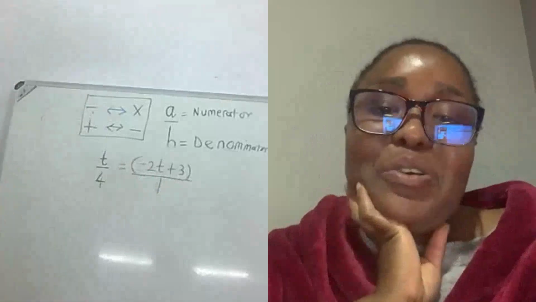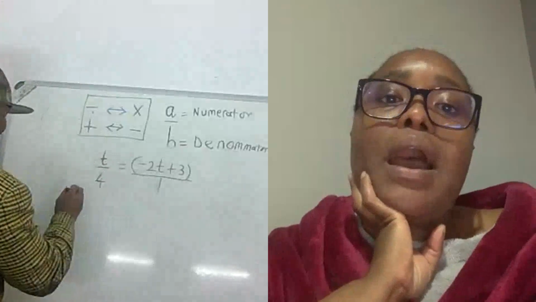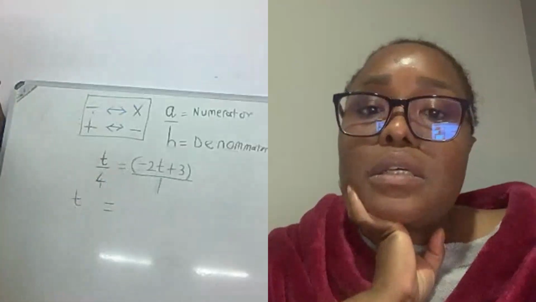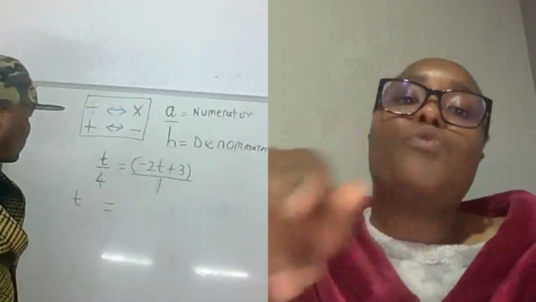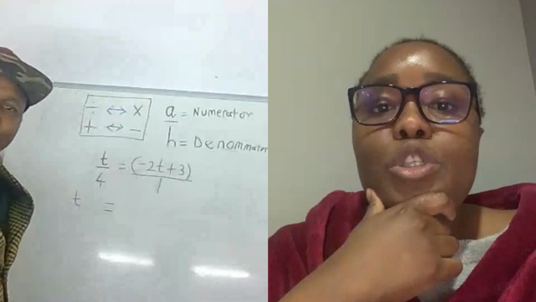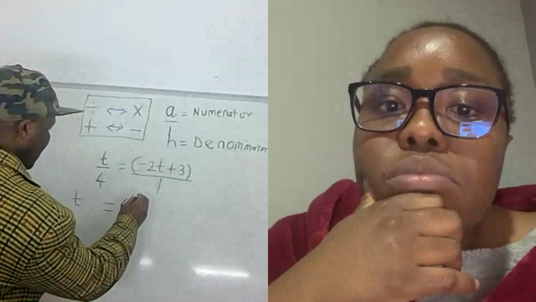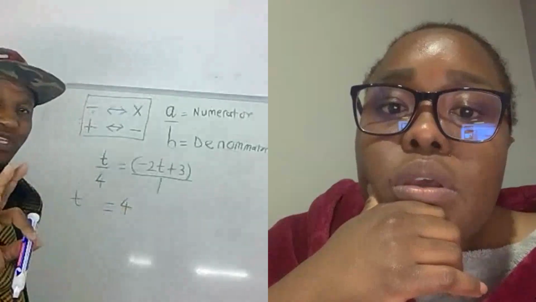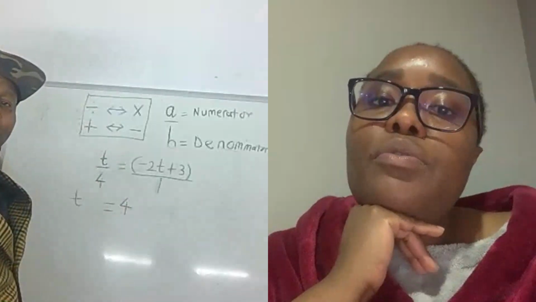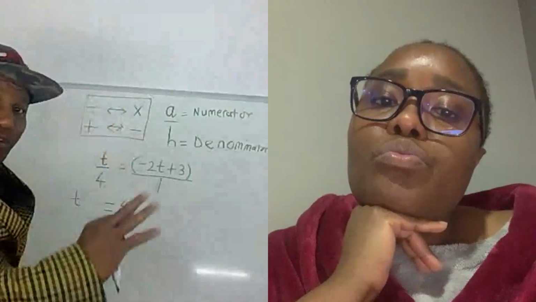Listen, it's going to be t multiplied by 1, so it's going to be 1t equal. Because 1 times t is t, it makes sense. Now it's going to be 4. Do what you see. Don't change anything. Don't do other things. Just do what you see, and then you get it right. Always.